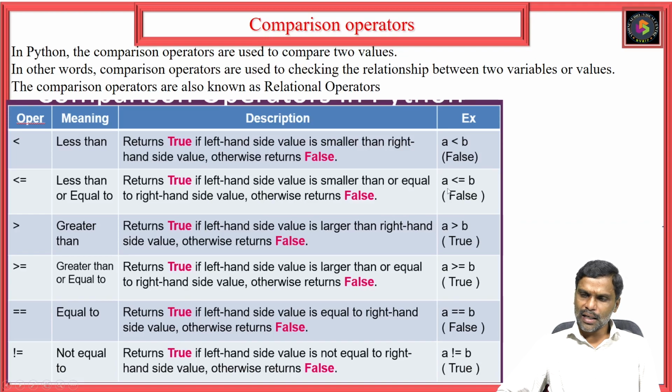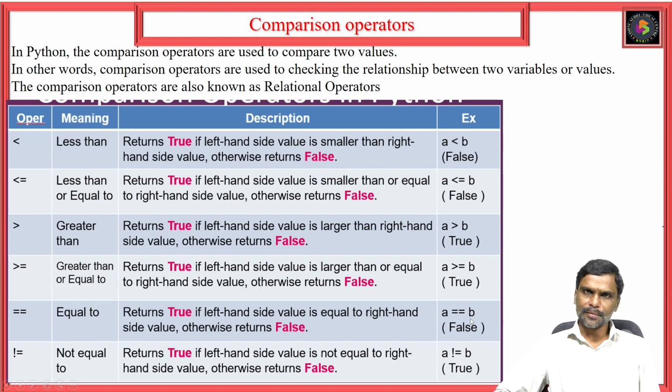Similarly, A is less than or equal to B? No. 10 is not less than or equal to B. It is not equal to B. It is not less than B. That is, 10 is not equal to 3, and 10 is not less than 3. So we will be getting a false result. Similarly, A is greater than B, as 10 is greater than 3. So it gives the true value. A is greater than or equal to 3, since it is greater than, so you will be getting true.